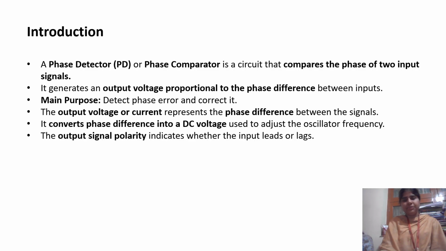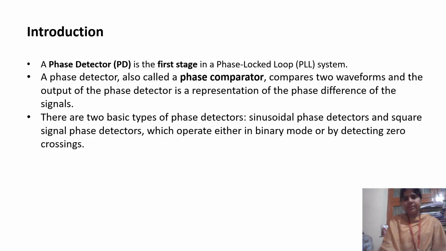It converts the phase difference into a DC voltage used to adjust the oscillator frequency. The output signal polarity indicates whether the input leads or lags. It is the first stage in a phase lock loop, that is, a PLL system. A phase detector, also called a phase comparator, compares two waveforms, and the output of the phase detector is a representation of the phase difference of the signals.